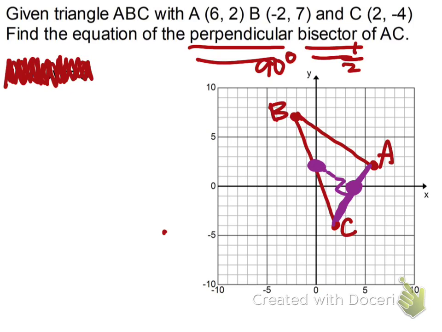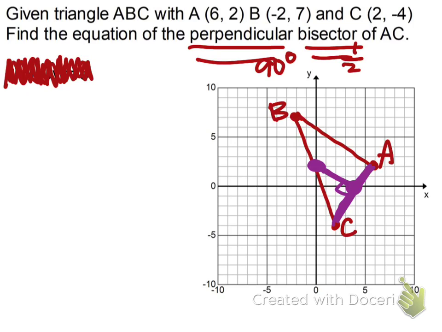Notice this endpoint does not come from a vertex. So ultimately what we are trying to do here is to get the equation of that line. Okay, so let's think about what we know first about perpendicular. Perpendicular lines have opposite reciprocal slopes. So if I find the slope of AC, then I can take the opposite reciprocal of it to get my line.